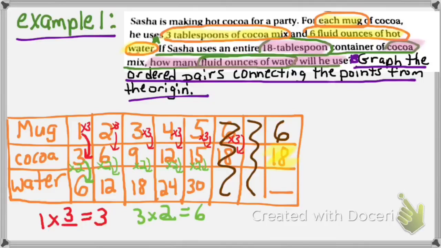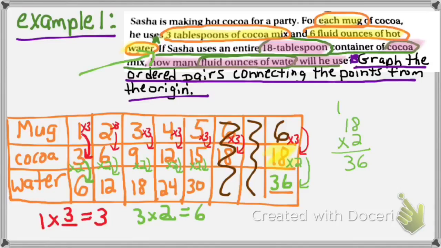So we said that was 6 mugs, because 6 times 3 gives me the 18 tablespoons of cocoa. And I know the next rule is times 2, so I say 18 times 2, which I don't have memorized, so I'm going to use some scrap paper. 8 and 8 is 16, put down the 6, carry the 1, 2 times 1 is 2, plus 1 is 3. So that gives me 36 ounces of water. And that was what this question asked me.